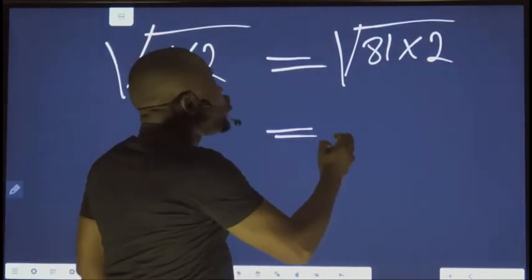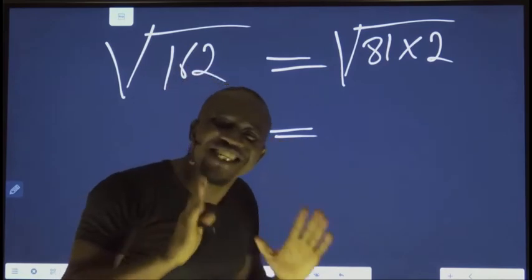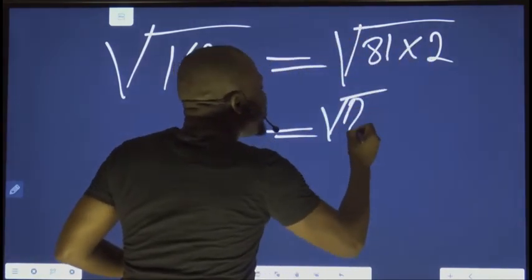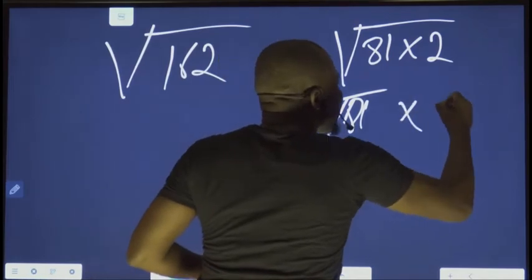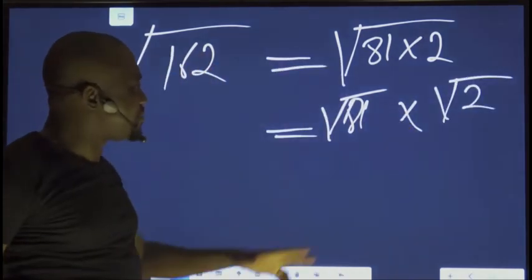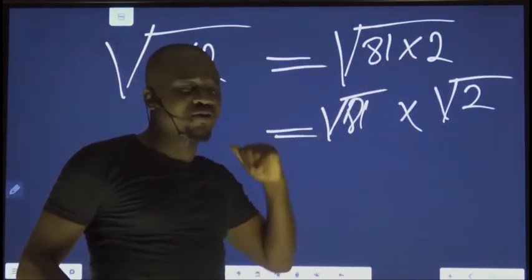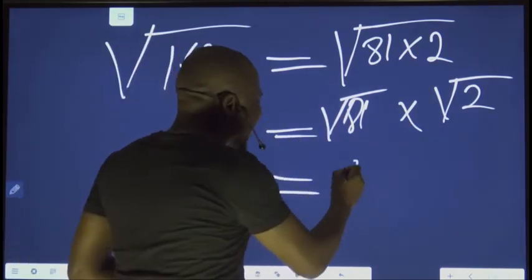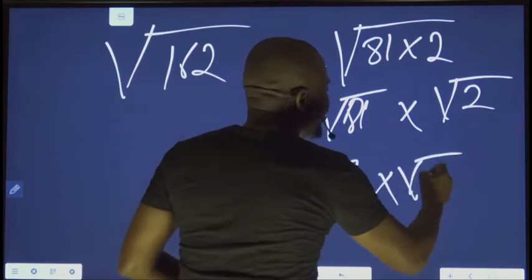81 multiplied by 2, which you can still separate, because we have seen that when there is multiplication, we are allowed to separate with a multiplication sign like this. Because this is not minus, this is not plus. We can do it like this. What is the square root of 81? It is 9 multiplied by the square root of 2.